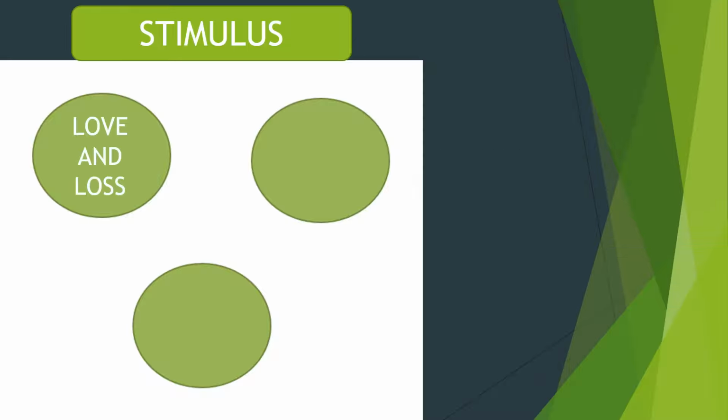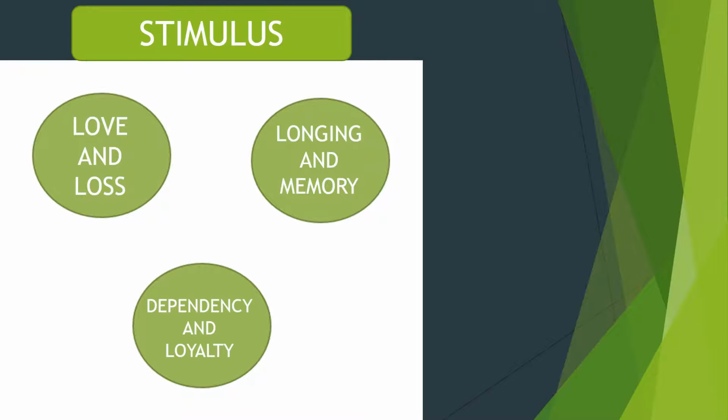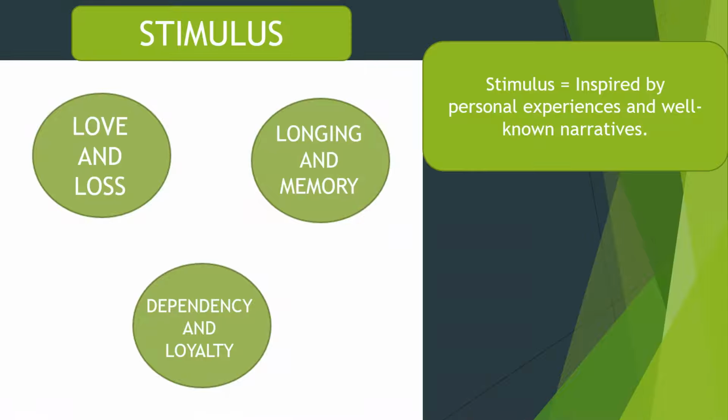Okay, let's move on. So there are words that are paired together as the stimulus, which is love and loss, longing and memory, and dependency and loyalty. So these are the key words that I've paired together, just learn them as the starting point for where the dance came from. It was inspired by James Cousins' personal experiences as well as well-known narratives, so well-known love stories essentially.